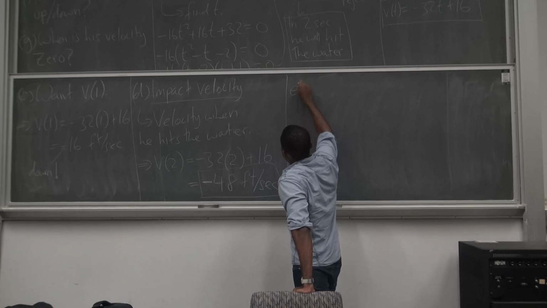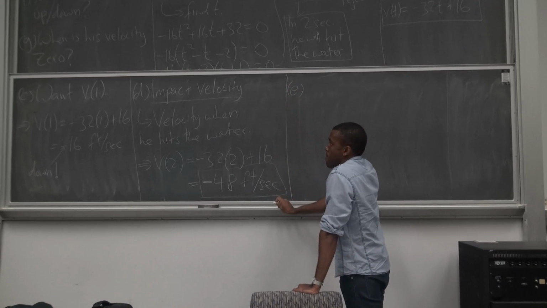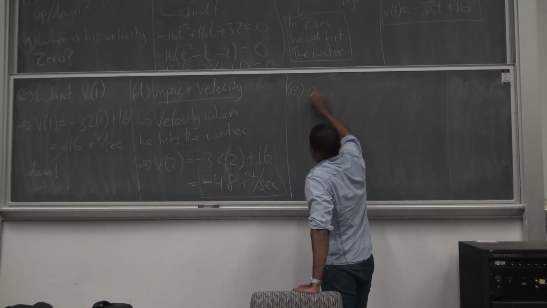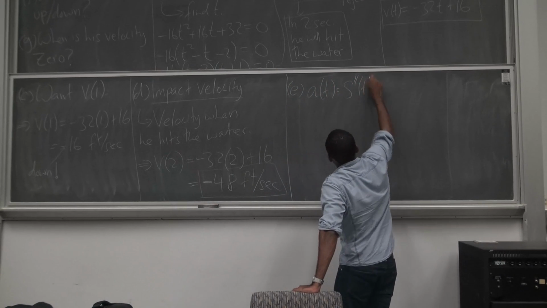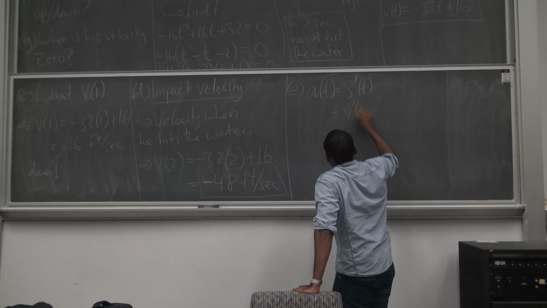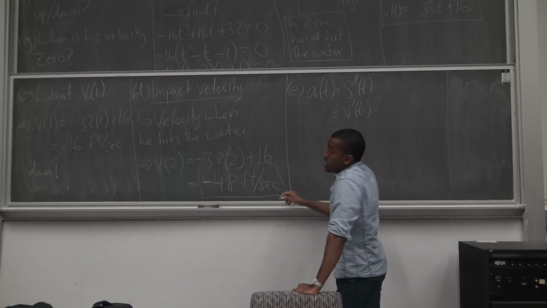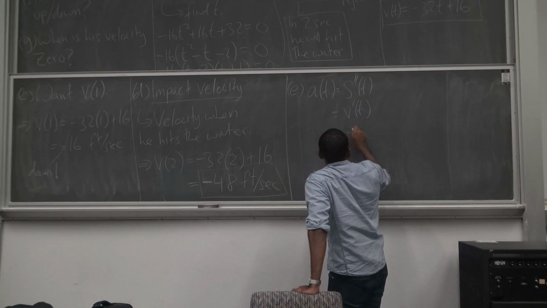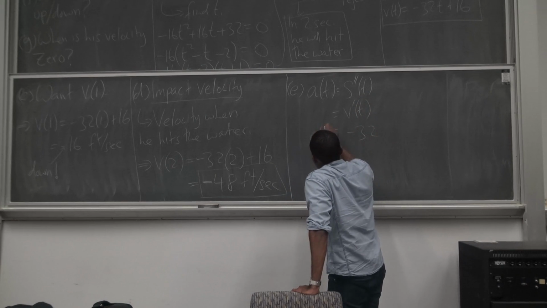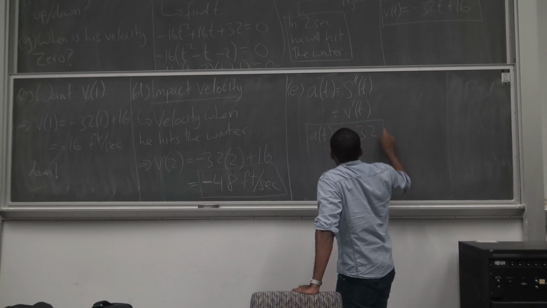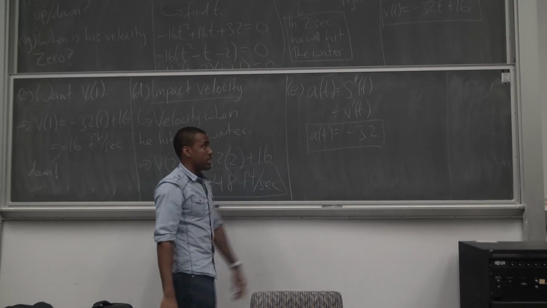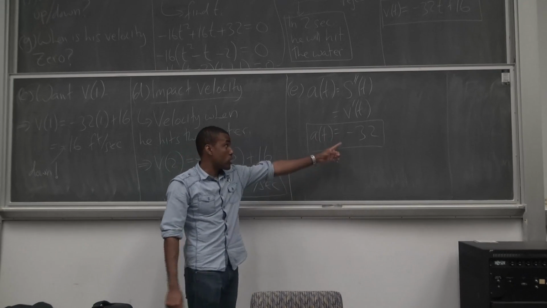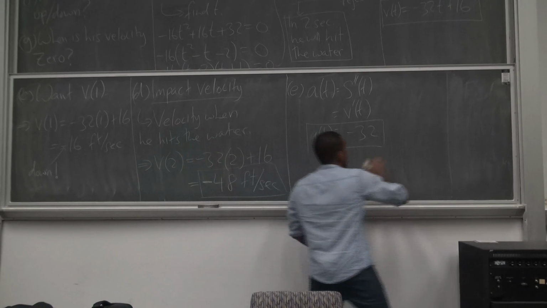Okay, describe his acceleration. Second derivative. Remember that acceleration is the second derivative of the position, which is actually the first derivative of the velocity, which in this case is just minus 32. Notice here that the acceleration is a constant because that is actually gravity. The acceleration due to gravity is negative 32 feet per second squared.